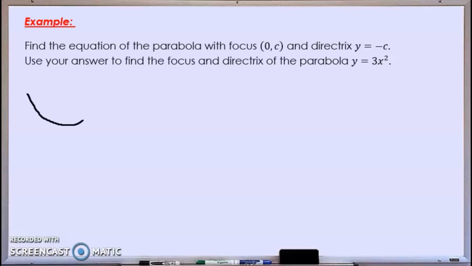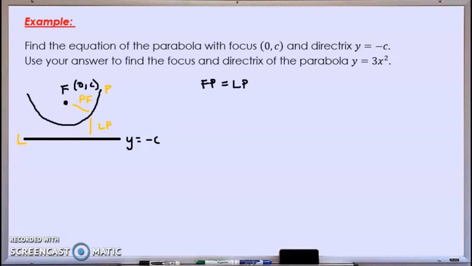So we know we've got a parabola with some sort of a focus here, and that point is at (0, c). We also know that somewhere along here underneath we have a straight line with the equation y equals negative c. And we're looking for our distance, remember, where this distance, let's call this point P, from P to F, is the same as this distance, let's call this point L, from L to P.